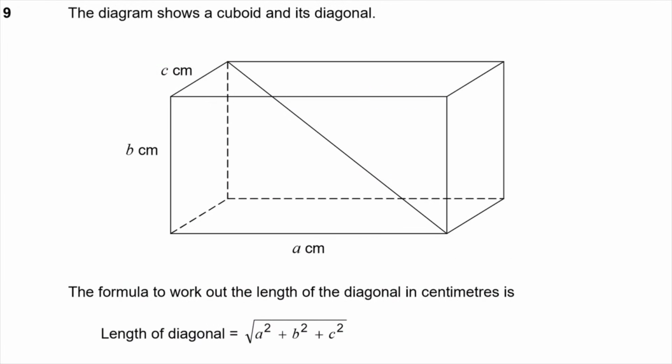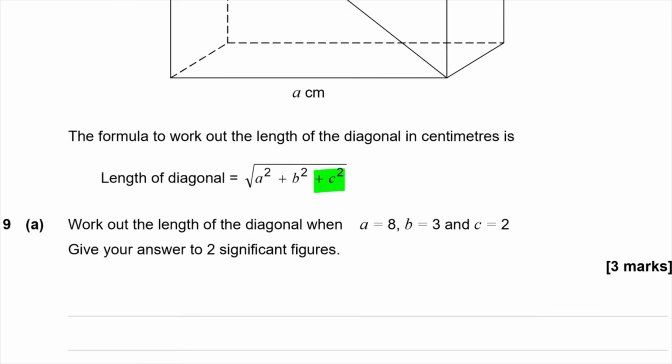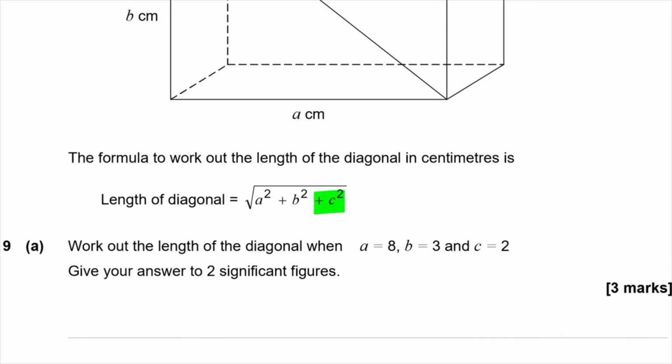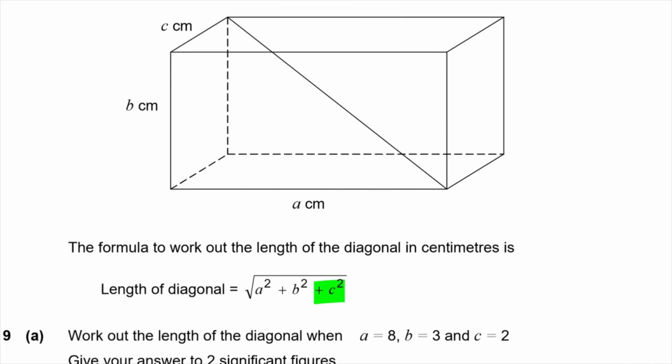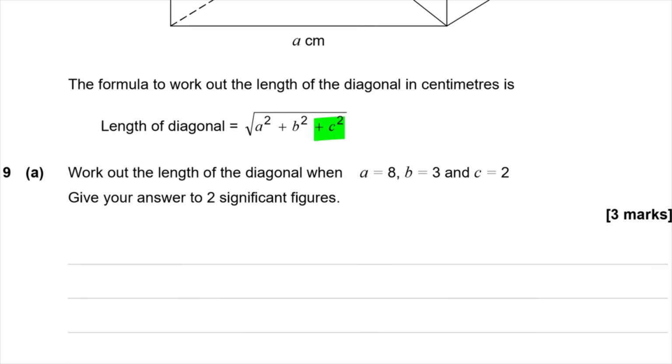The diagram shows a cuboid and its diagonal, and the formula to work out the length of the diagonal in centimeters is length of diagonal equals the root of a squared plus b squared plus c squared. This is one of those interesting extensions of Pythagoras' theorem. So when you move from 2 to 3 dimensions, all you've got to do is add in your extra length to work out the length of the diagonal. Quite cool. So what do we have to do here? Work out the length of the diagonal where A is 8, B is 3, and C is 2.